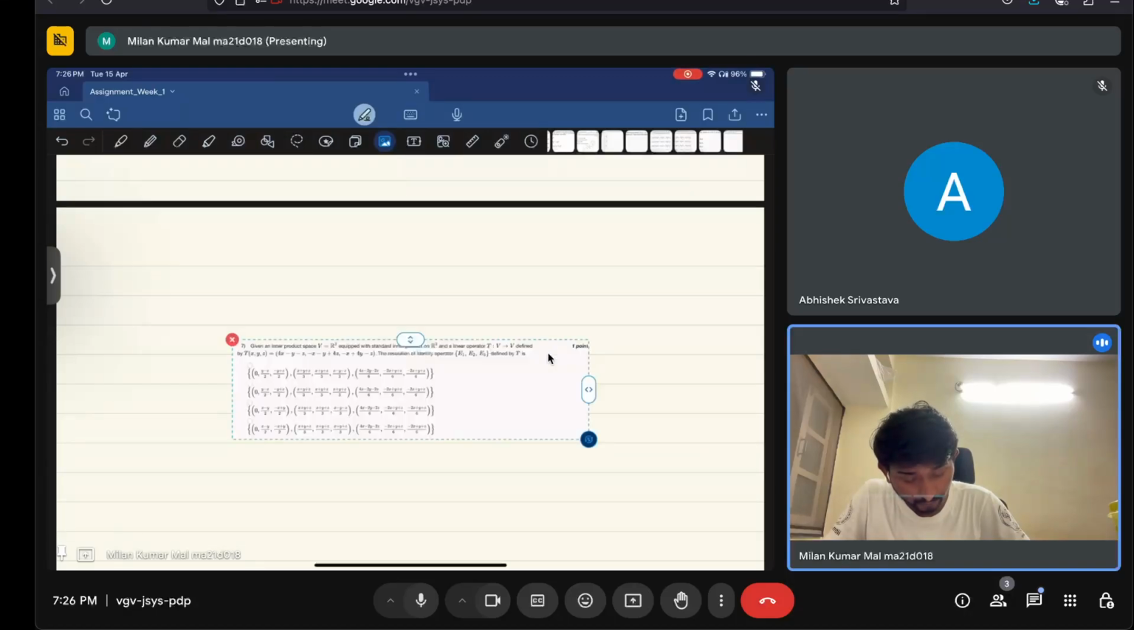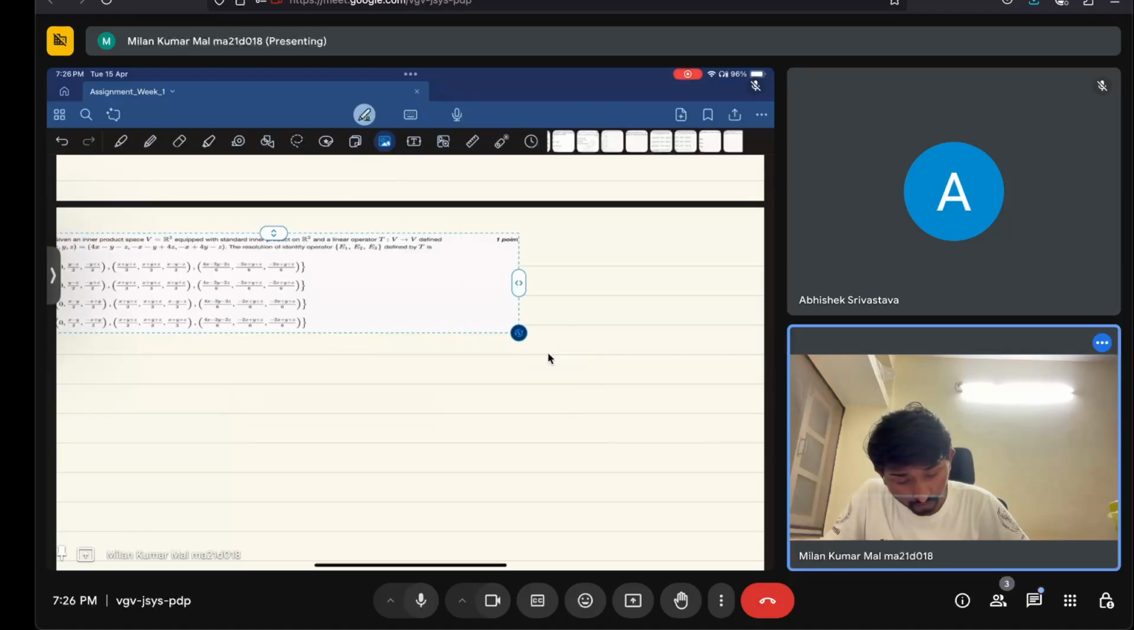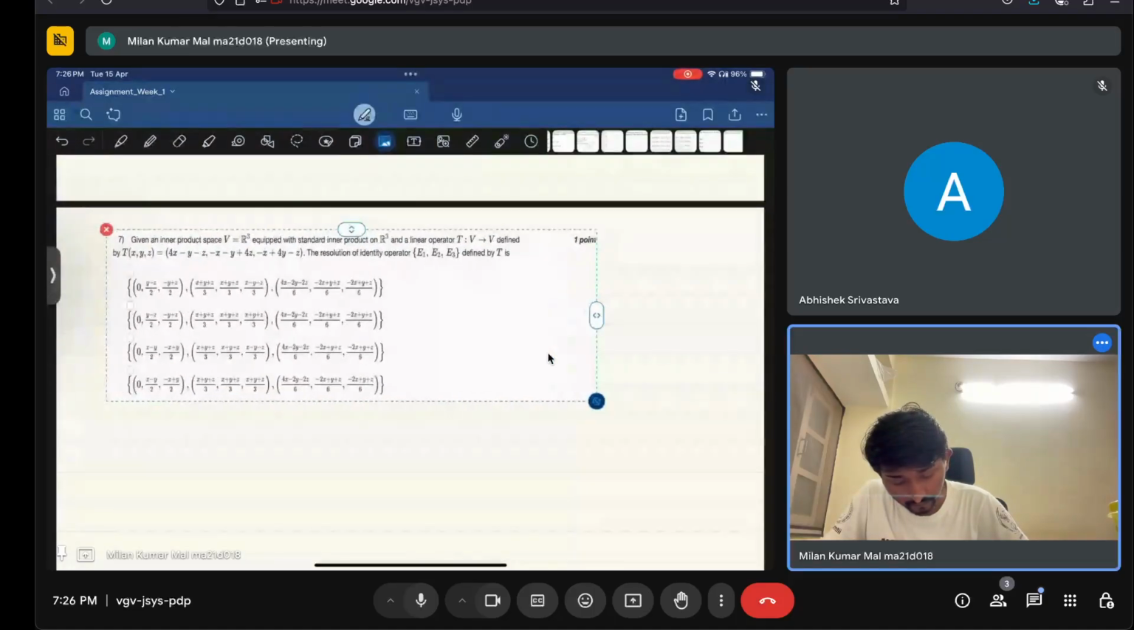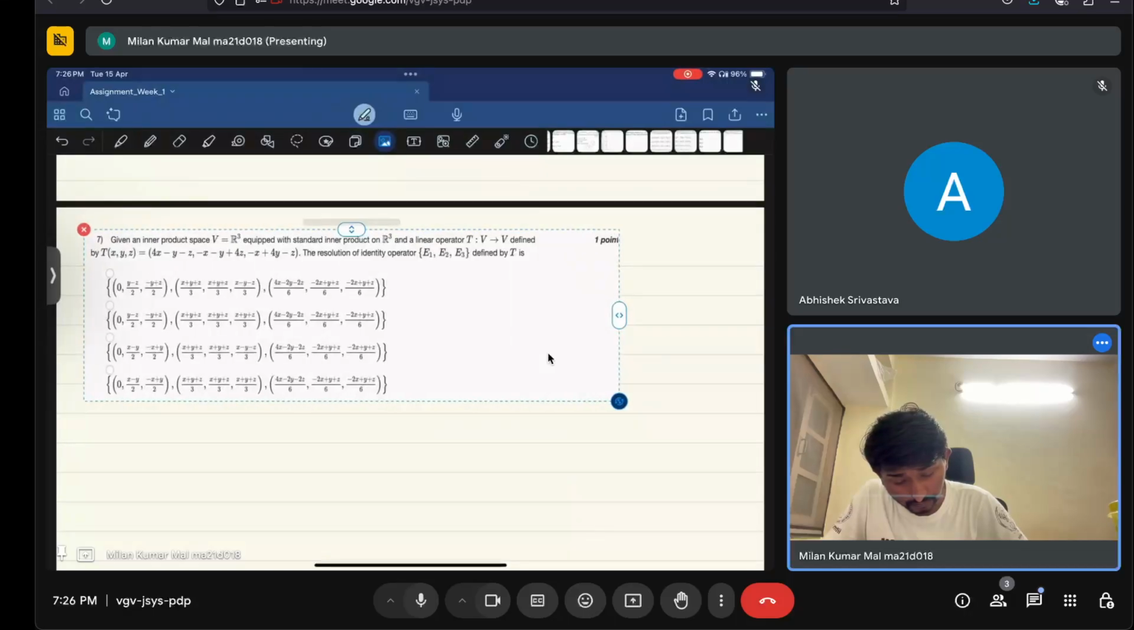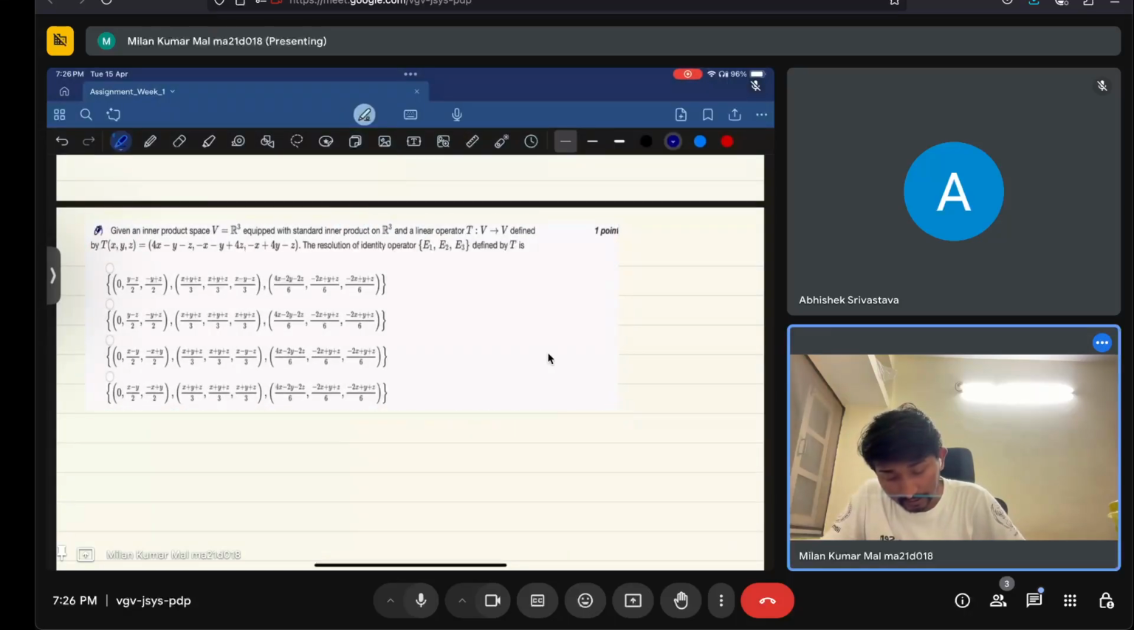With this one we have done now. This is another problem. What it says: given an inner product space V equal to R3 with the standard real inner product, and linear operator T from V to V defined this way, find the resolution of the identity operators E1, E2, E3. So first, that is something we have to do. A resolution of the identity means we have to find many things, so let's do it step by step.